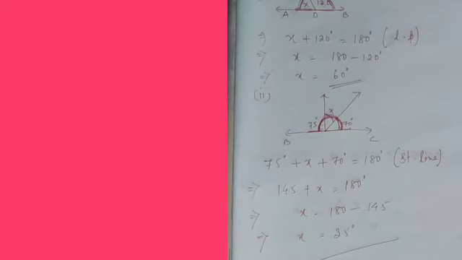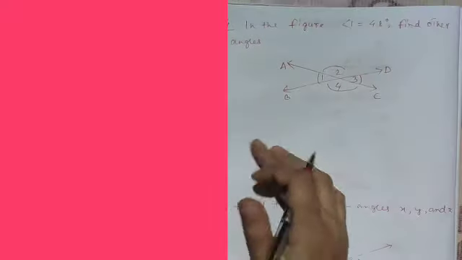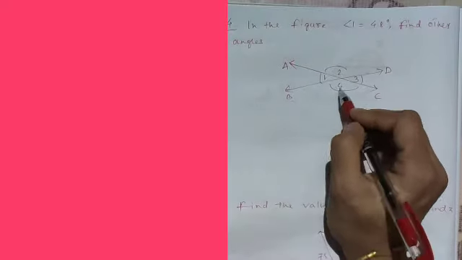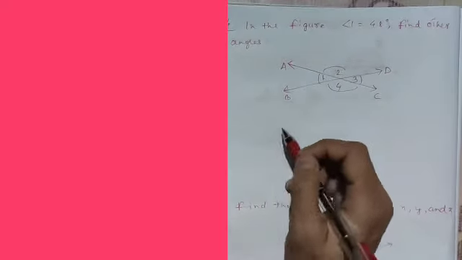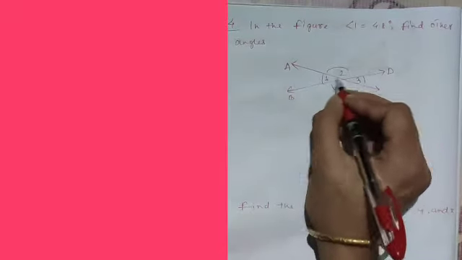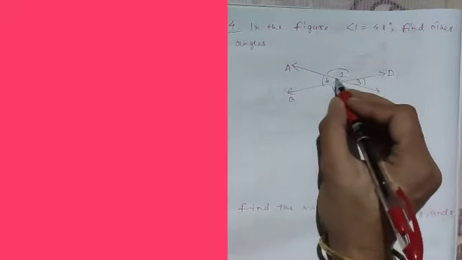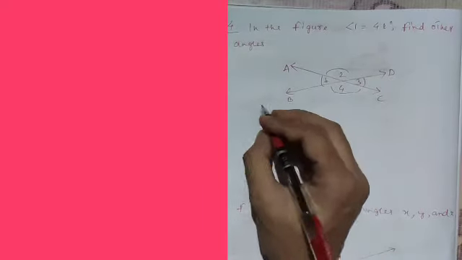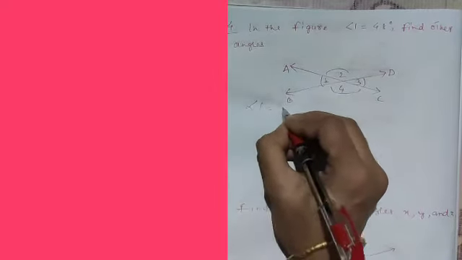Clear? Now let's see the next sum. Here in question number 14, angle 1 is given and we are asked to find out the remaining angles 2, 3, 4. See here, angle 1 and angle 3 are vertically opposite because these two angles are formed by the intersection of the lines AC and BD, right? So angle 1 is equal to angle 3.